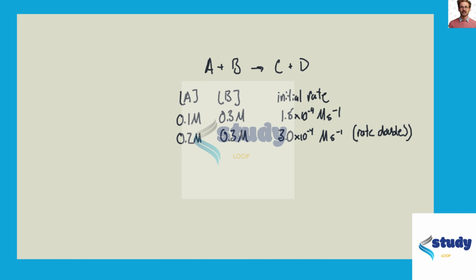Okay, and then when we keep A the same as in our previous reaction, but double the starting concentration of B, what happens to the rate? It goes to 12 times 10 to the negative fourth moles per second. And what's the mathematical relationship between 3 and 12? The rate quadruples. I'm just going to write quad.